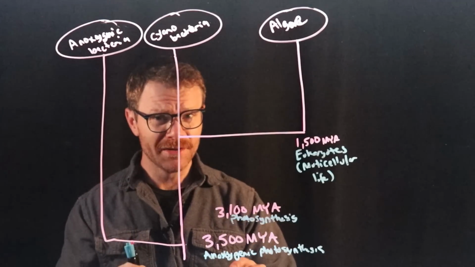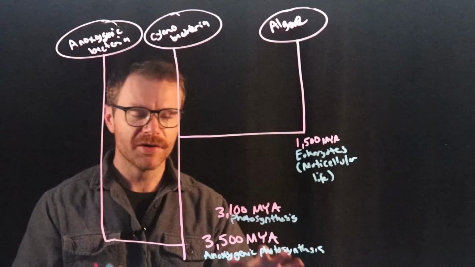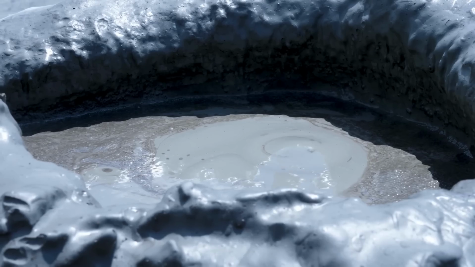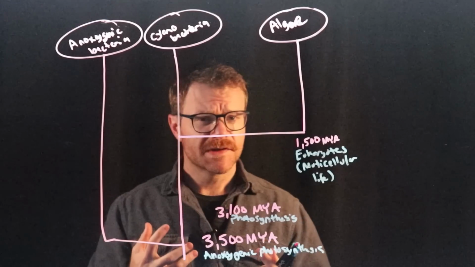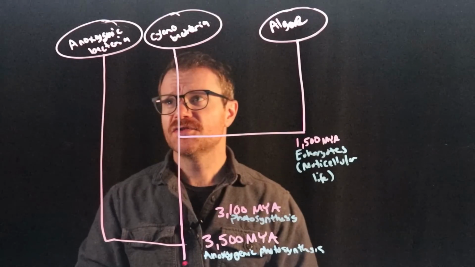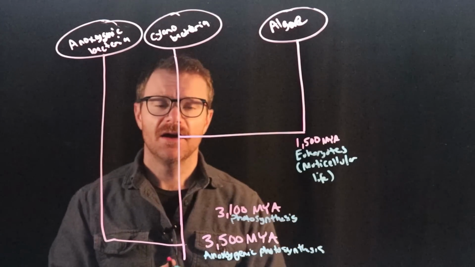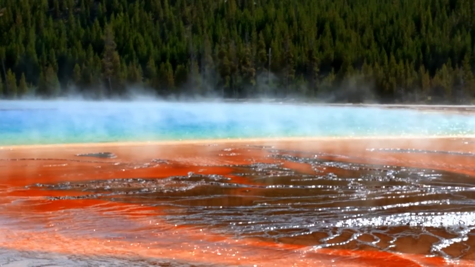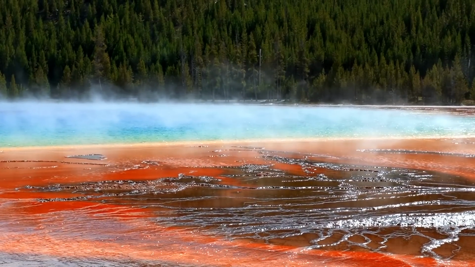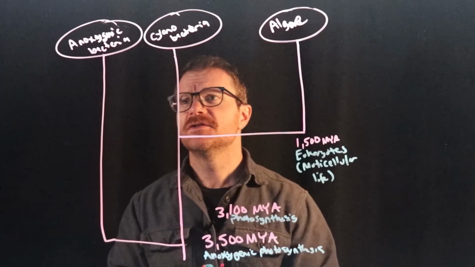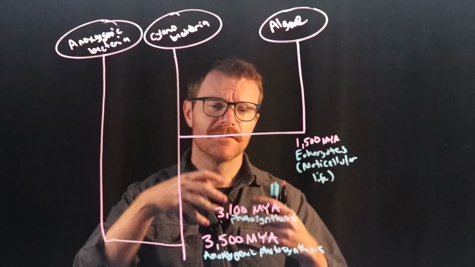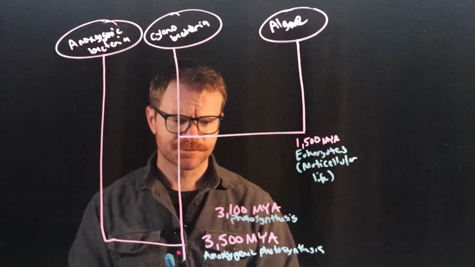3.5 billion years ago, or 3,500 million years ago, we saw the evolution of bacteria that could do a form of photosynthesis that doesn't require oxygen. We call that anoxygenic photosynthesis, and it's performed by these anoxic bacteria. And they use compounds such as hydrogen sulfide to do photosynthesis instead of oxygen like later organisms.